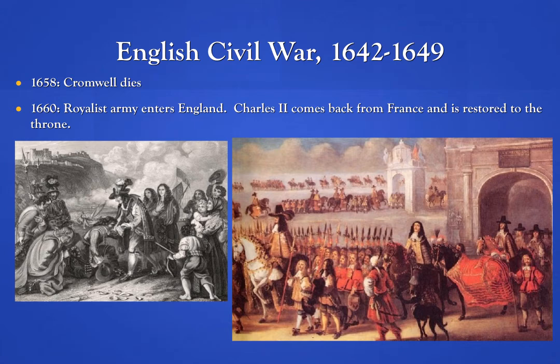So what happens here, and here on the left is a royalist general welcoming Charles II back from France, and here on the right is a painting of Charles II's official coronation in London. So we have Charles II restored to the throne, ergo the Restoration.